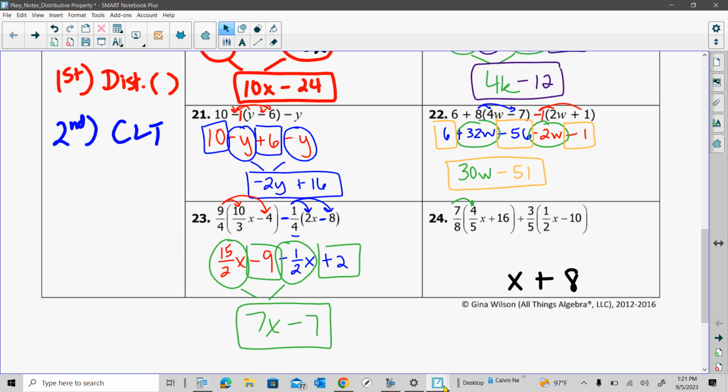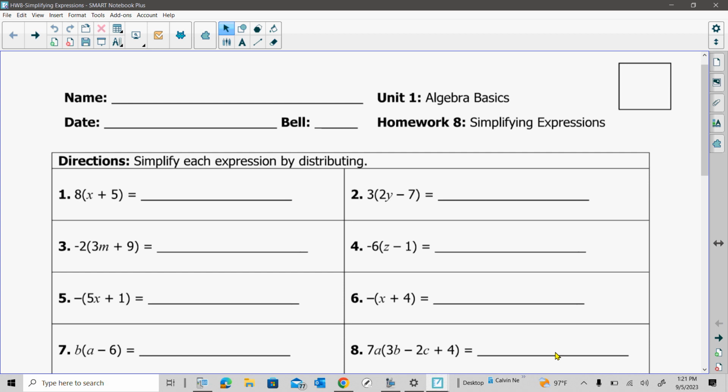There was our final answer. So we are on. Put your name on this worksheet. Homework 8. Justin, what do you need? Corn dog. Guys, get your name on this worksheet. Come on.